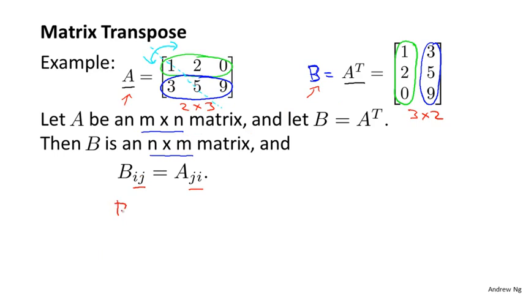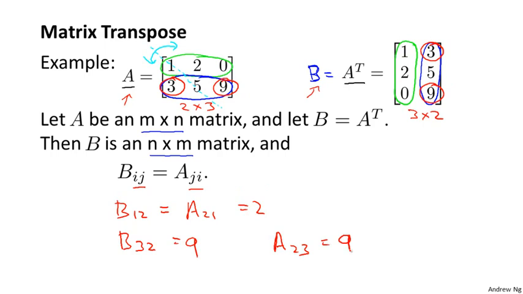So for example, looking at this matrix B, B12 is going to be equal to this element 3, right? First row, second column. And that's equal to A21, second row, first column, right? Which is equal to 3. And as another example, B32, that's this element 9. And that's equal to A23, which is this element up here, 9. And so that wraps up the definition of what it means to take the transpose of a matrix.